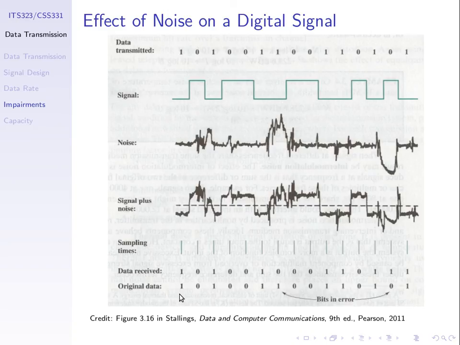That's correct because bit one was sent. And it keeps going. At this point, it samples and it measures the signal strength to be positive, high. High means bit zero received. That's a bit error because, in fact, bit one was transmitted. So this is just showing the impact of noise. It leads to bit errors.